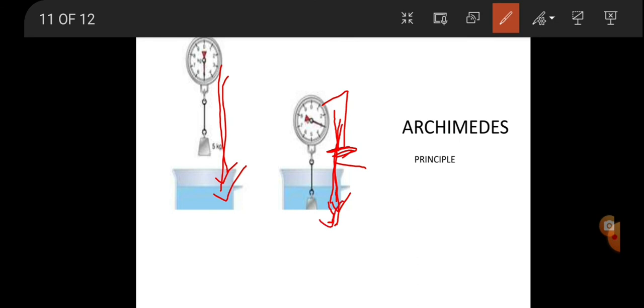Okay, when you immerse the weight inside, the excess of water goes outside. So W1 is the actual weight of the object. Okay, so the weight of the fluid displaced, then W2, and the weight of the water displaced. So fluid and water. So this is called Archimedes principle.